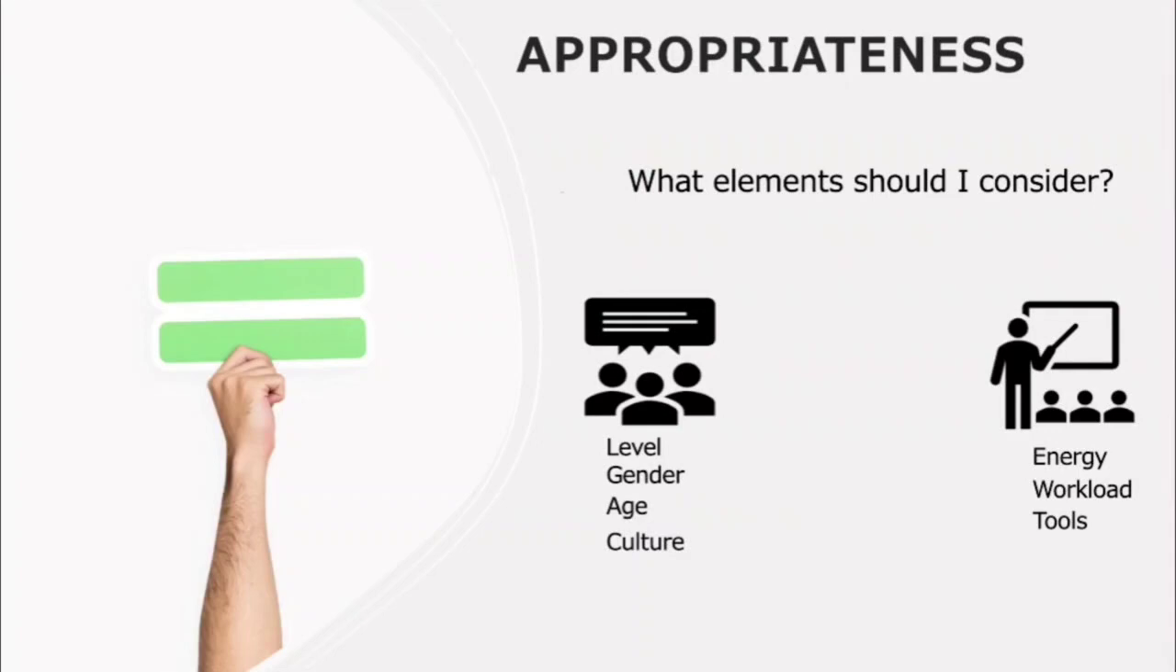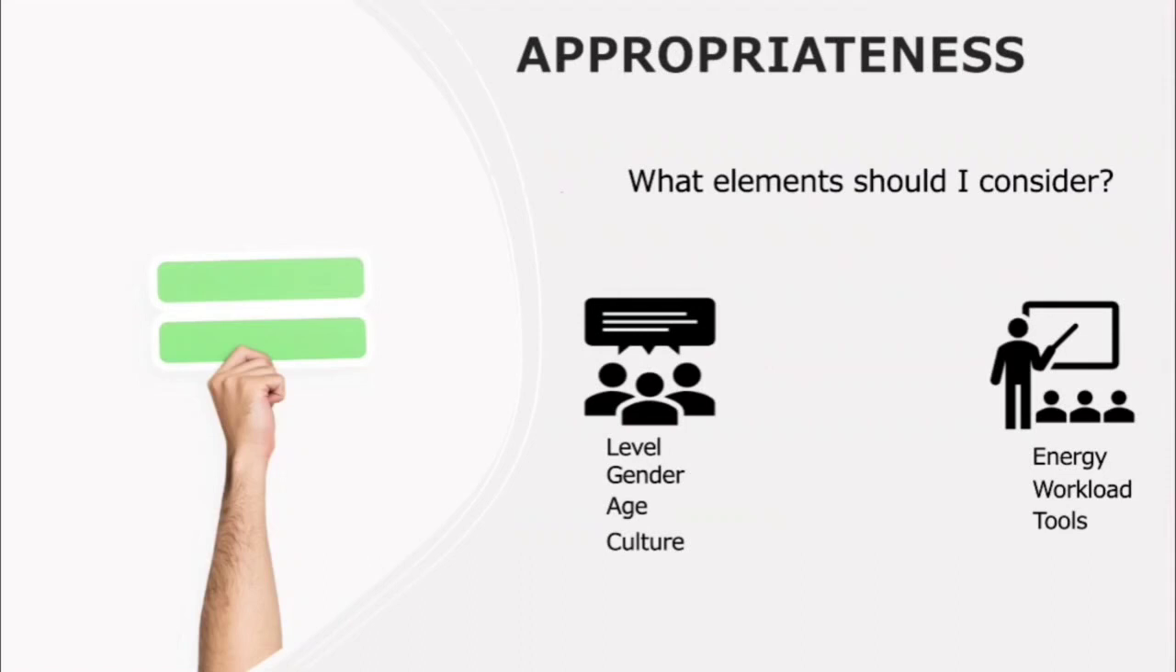Appropriateness. What elements should you as a teacher consider in your teaching of lexis? There are two types of elements: the ones that refer to you as a teacher and the others that refer to the learners. For the learners, you have to consider their level, beginner, intermediate, or advanced, their gender, girl or boy, their age, are they kids, teenagers, young adults, or middle-aged? And you have to consider their culture.